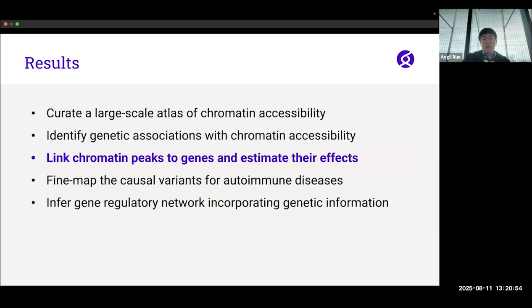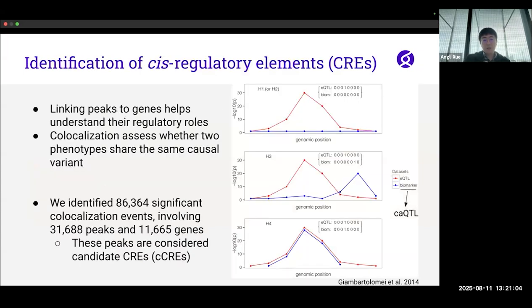After we get the caQTL signals, we really want to see if we can link those chromatin peaks to genes and understand the functional role of their nearby genes. So we use a technique called colocalization. It helps us understand whether two phenotypes share the same causal variants. If you look at the panel on the right-hand side, imagine the red color and blue color are the eQTL and the caQTL signals.